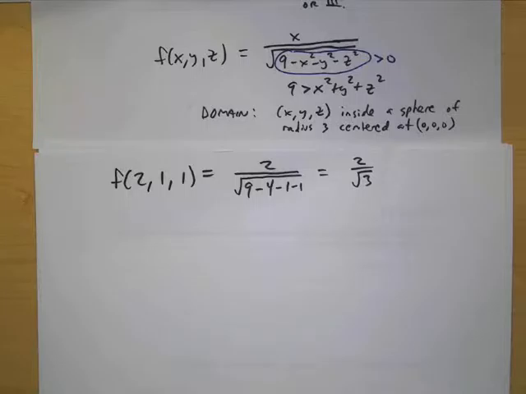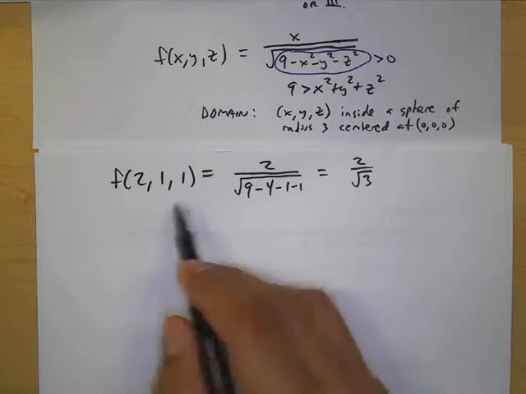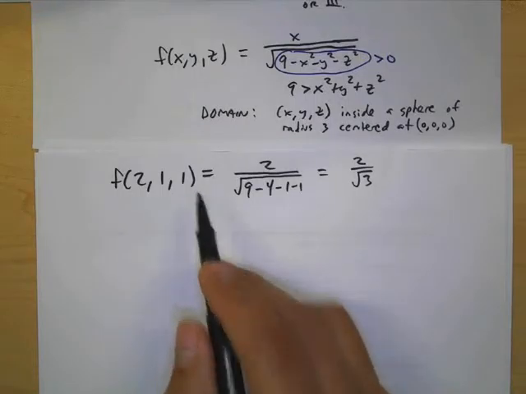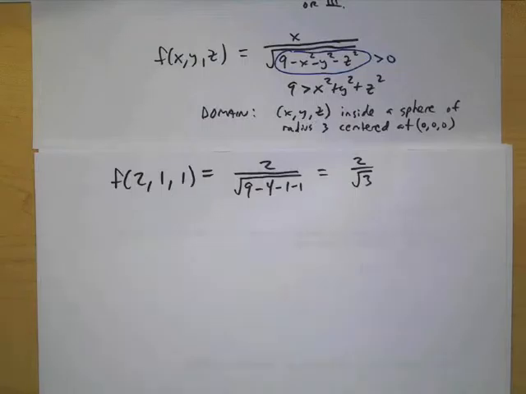Wait, so these, like the ones with x, y, and z, these are actually in 4 dimensions? Well, it depends on how we write it. If we say z equals f of x, y, that's 3-dimensional. But this is 4-dimensional. Are we supposed to graph it? We're not going to graph it because we can't.